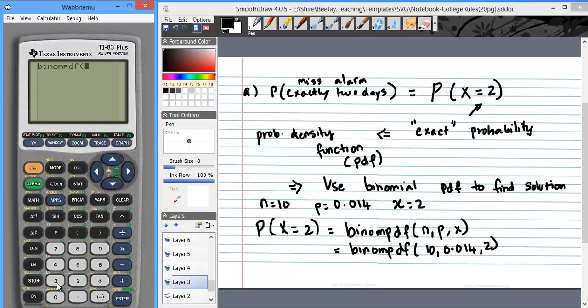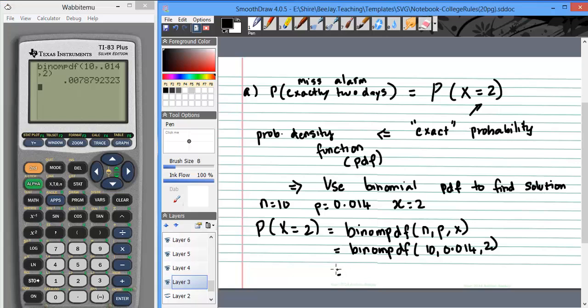The order is very, very important. So I have 10 followed by 0.014 followed by 2. Press enter and the answer is 0.00787, and if I want to retain 4 decimals I could round it and write it as 0.0079 approximately, which is nothing but 0.79%. So the probability that you would miss your alarm on exactly 2 days, it's only 0.79%. It's very, very small.